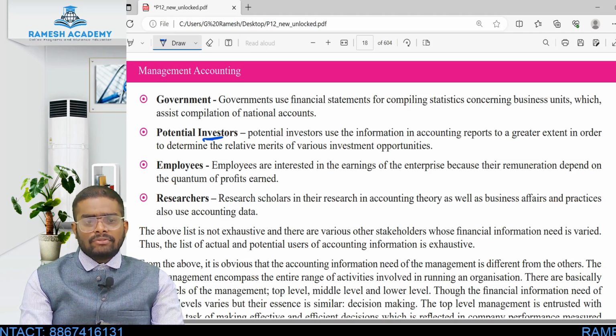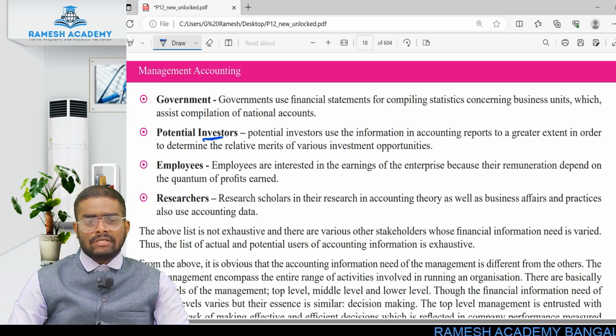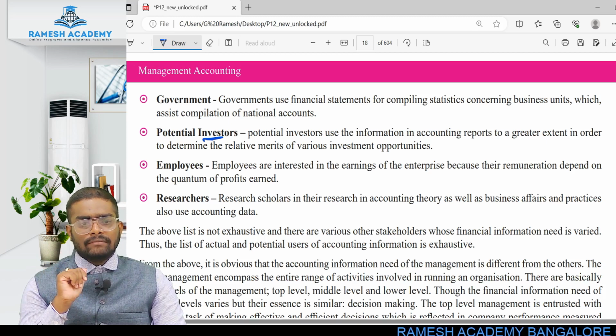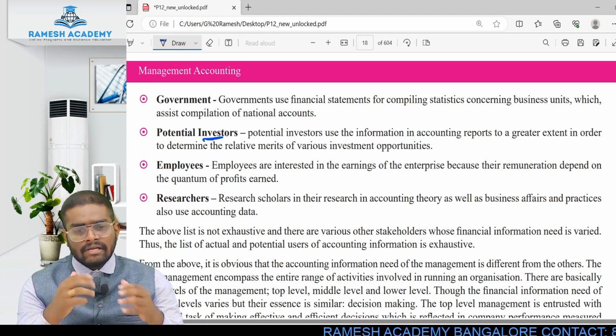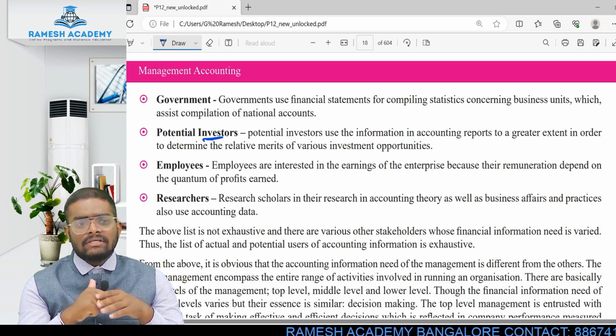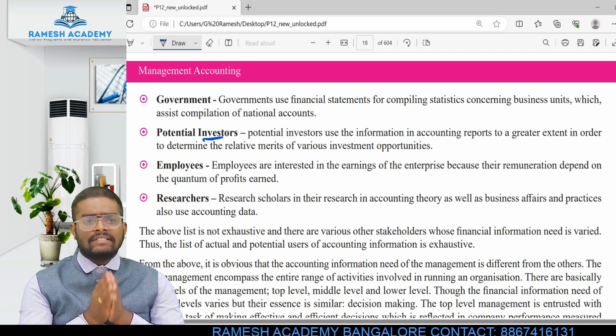Suppose you are now a qualified CMA and you want to join a company. The first thing is you have to check the financials of the company, because if it is a loss making company and you join tomorrow, there are chances of layoff within 1 year, maybe 6 months. That's the reason employees are very much interested in financial information.